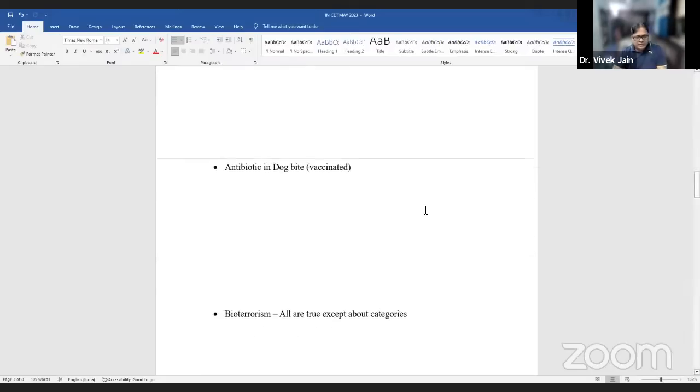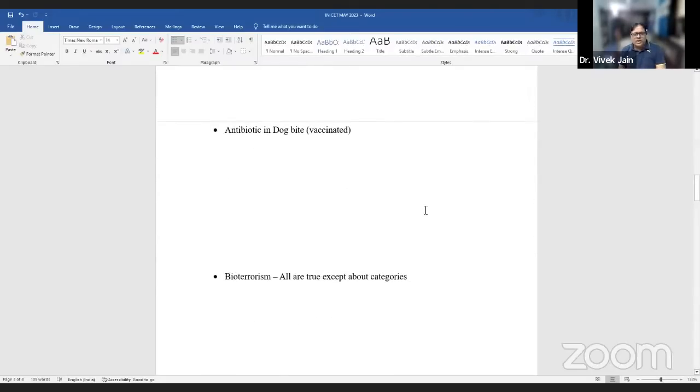Right. Then bioterrorism, all are true except about categories. There was one question related to this, friends. You know, in bioterrorism there are 3 categories A, B, C. A is most dangerous, most easy to spread. Tularemia is there in that. Anthrax is there, smallpox is there, plague is there, viral hemorrhagic fever is there, botulism is there. Then there is category B, slightly less dangerous, slightly less easy to spread. So this includes your brucellosis, melioidosis, water threats, food safety threats, all these. And then there is category C, new emerging pathogens, Nipah virus, hantavirus. So I'm sure you must have marked this answer correctly.